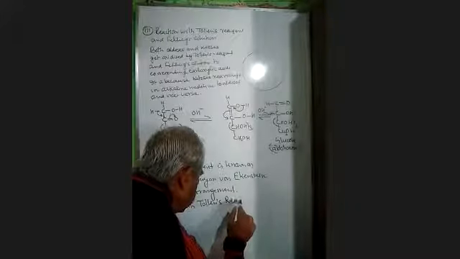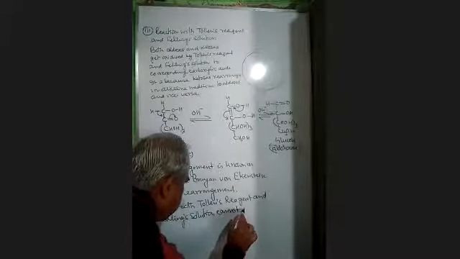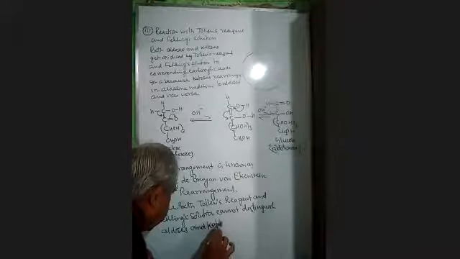Sir, done. So now what is our conclusion? Conclusion is that hence both Tollens reagent and Fehling's solution cannot distinguish aldoses and ketoses.